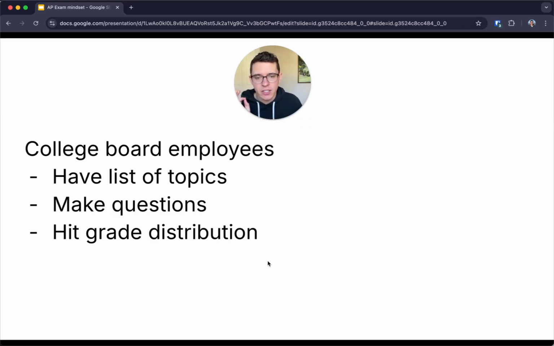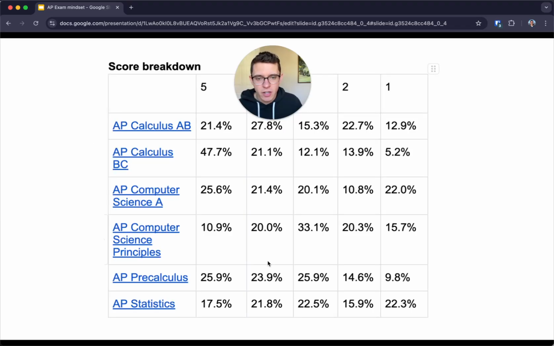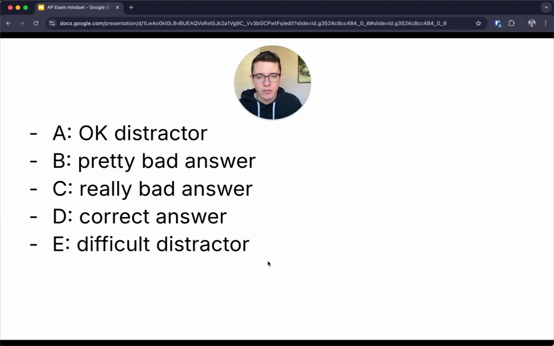They make the questions. They want to hit the grade distribution. Hitting the grade distribution means that some people get the question wrong. So your job is to find the right answer. There are 2 ways to find the right answer. It's to pick 1 out of 5 and be really smart, or it's to eliminate 4 out of 5. Or what I'm going to tell you is eliminate 3 out of 5. You only have to eliminate 3 out of 5 to get a good score on the test.